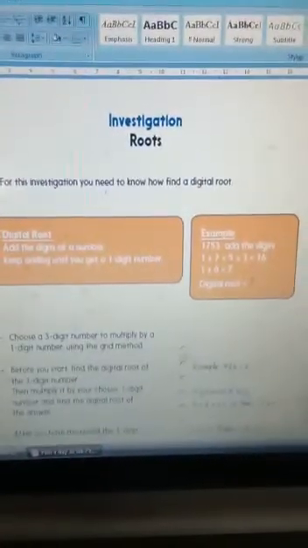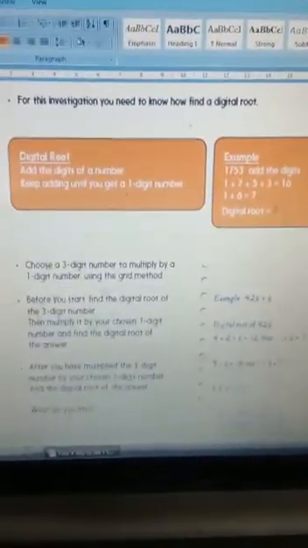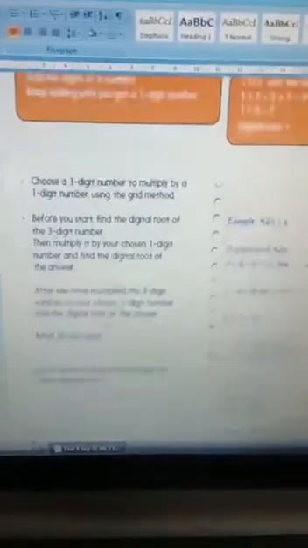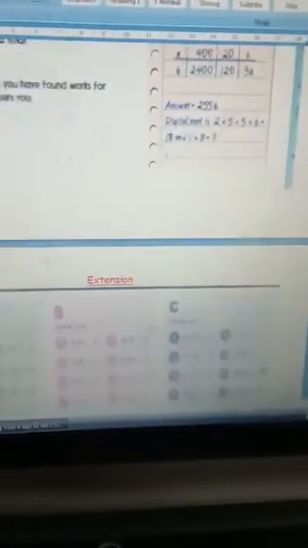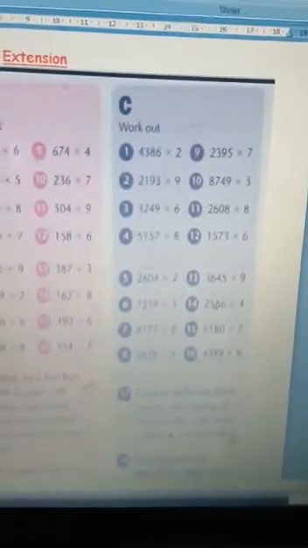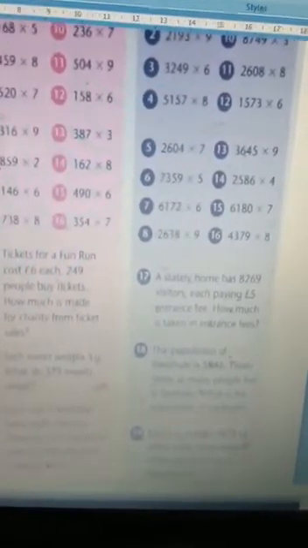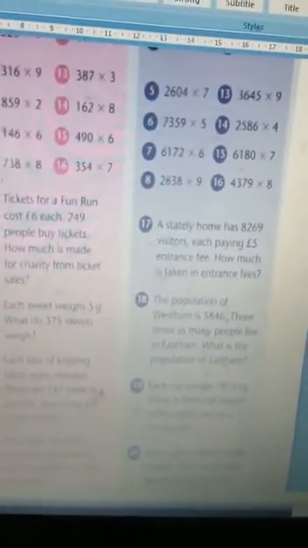And then the investigation is called roots. I will see if some of you can tackle that. Read carefully the instructions, and then there is an example. And then you've got an extension sheet, which section C looks at 4-digit numbers times a single digit. So for those of you who can easily do this, work on grids, have a go at doing the 4-digit numbers. Okay, good luck.